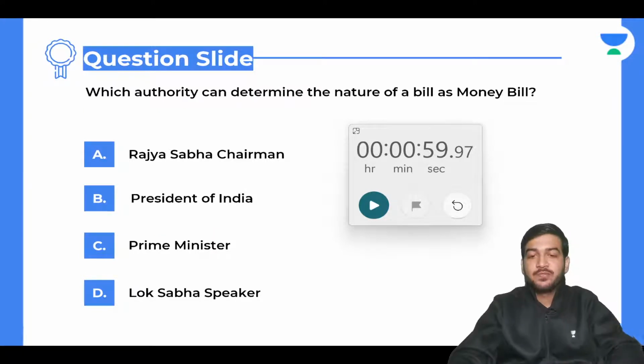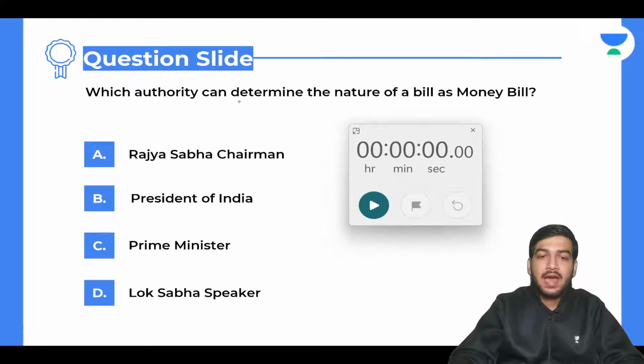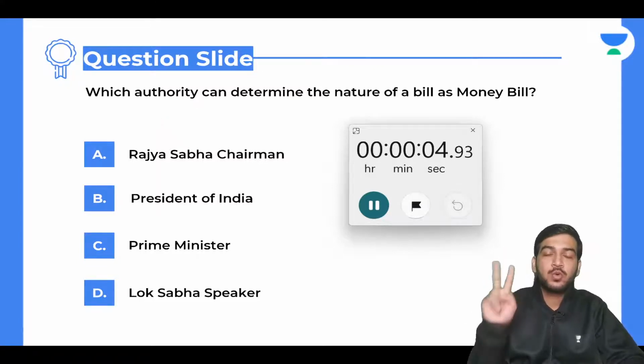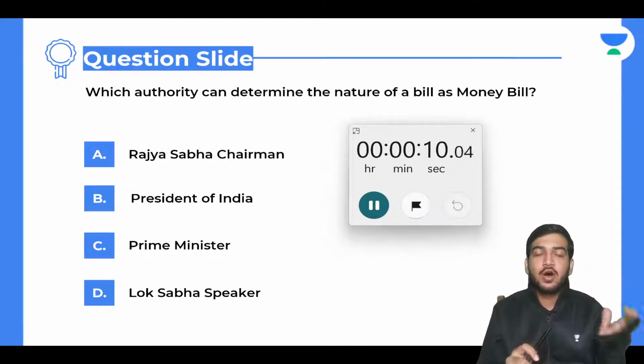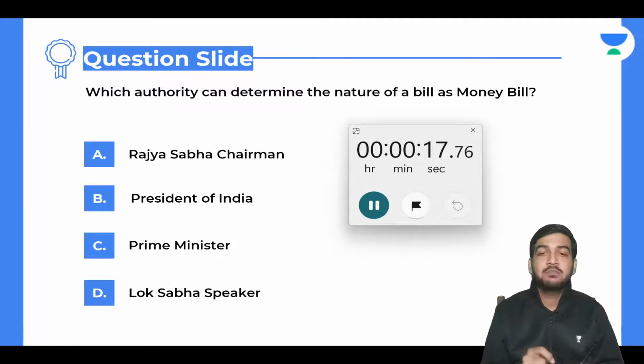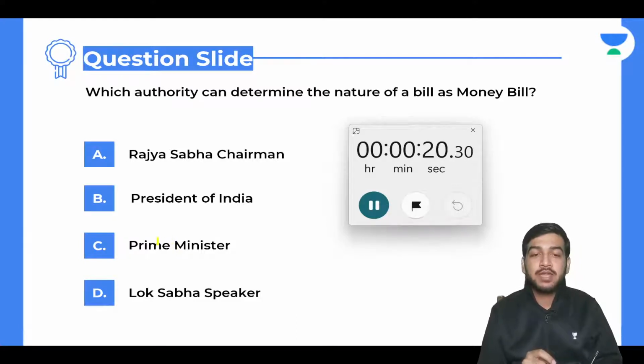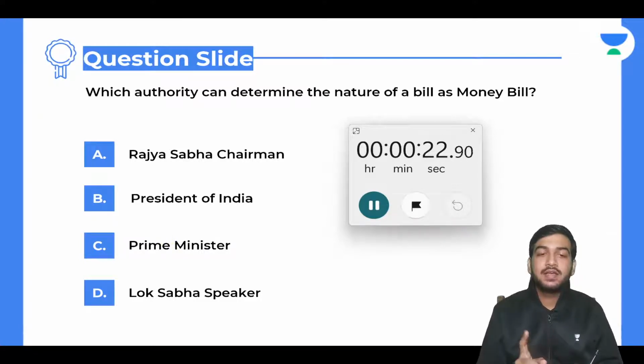Now, next question. Which authority can determine the nature of a bill as a money bill? According to the Constitution of India, there are 2 kinds of legislation. One is a money bill, the other is a non-financial bill, or any ordinary law. Which authority under the Indian Constitution has the power to determine whether a bill is a money bill or not? A, Rajya Sabha Chairman, B, President of India, C, Prime Minister of India, or D, Lok Sabha Speaker?